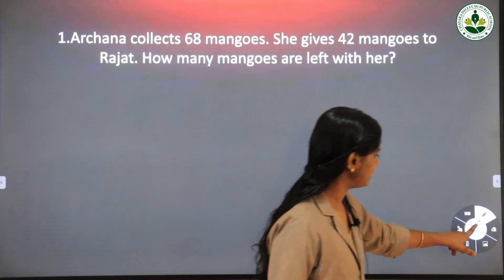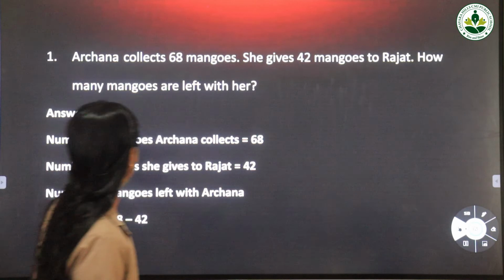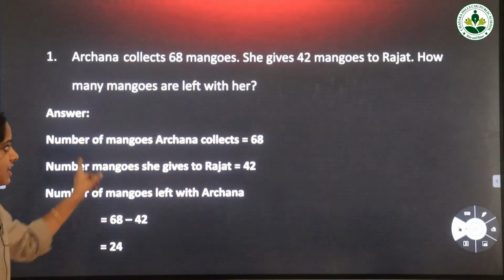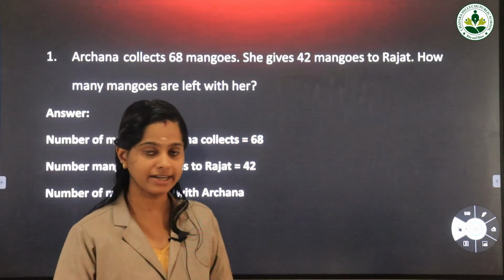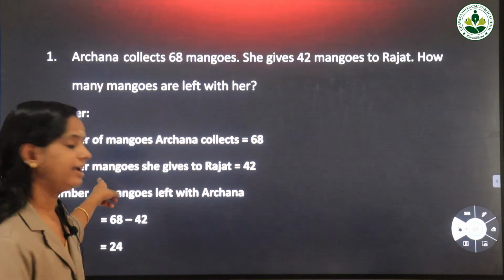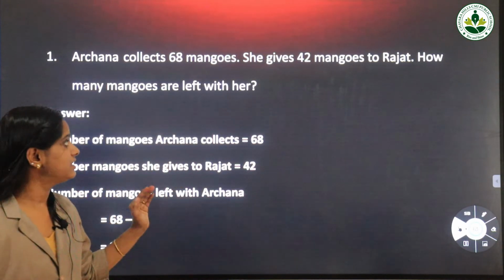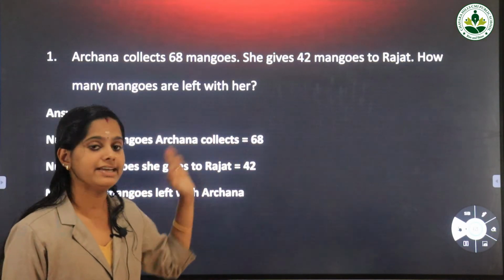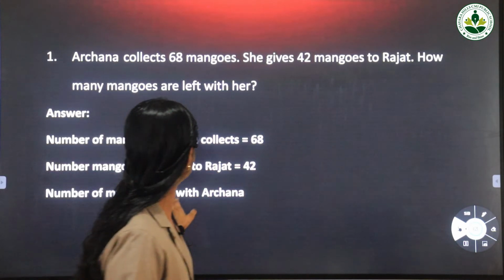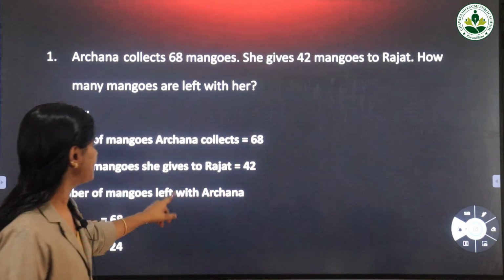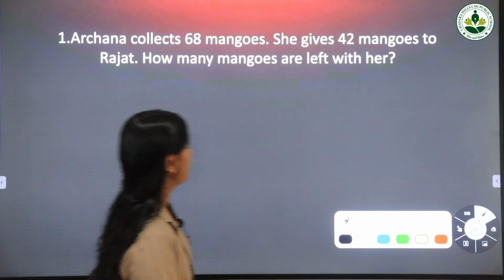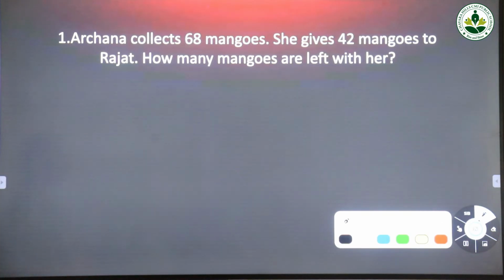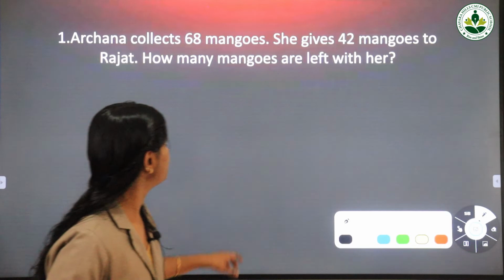So, we can write the steps. Number of mangoes Archana collects: 68. And the number of mangoes she gives to Rajat is 42. We have to find the mangoes left with Archana. For this, we subtract 42 from 68.